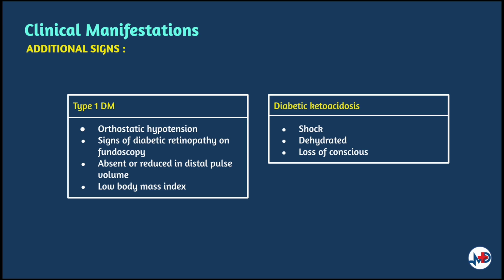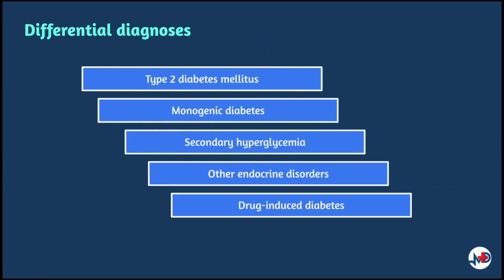In new cases of type 1 DM, patients may present with normal findings. Otherwise, patients might have orthostatic hypotension, signs of diabetic retinopathy on fundoscopy, absent or reduced distal pulse volume, and low body mass index. In cases of diabetic ketoacidosis, patients may be in shock, dehydration, and loss of consciousness. Although the diagnosis is conspicuous, ruling out certain differentials is essential. Suggested differential diagnoses are type 2 diabetes, monogenic diabetes, secondary hyperglycemia, other endocrinal disorders, and drug-induced diabetes.